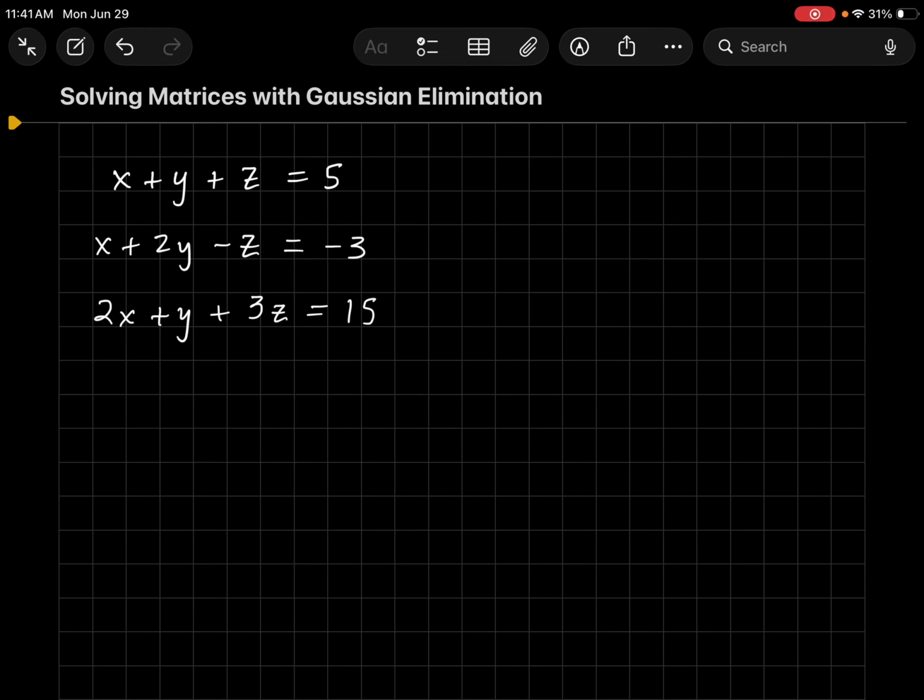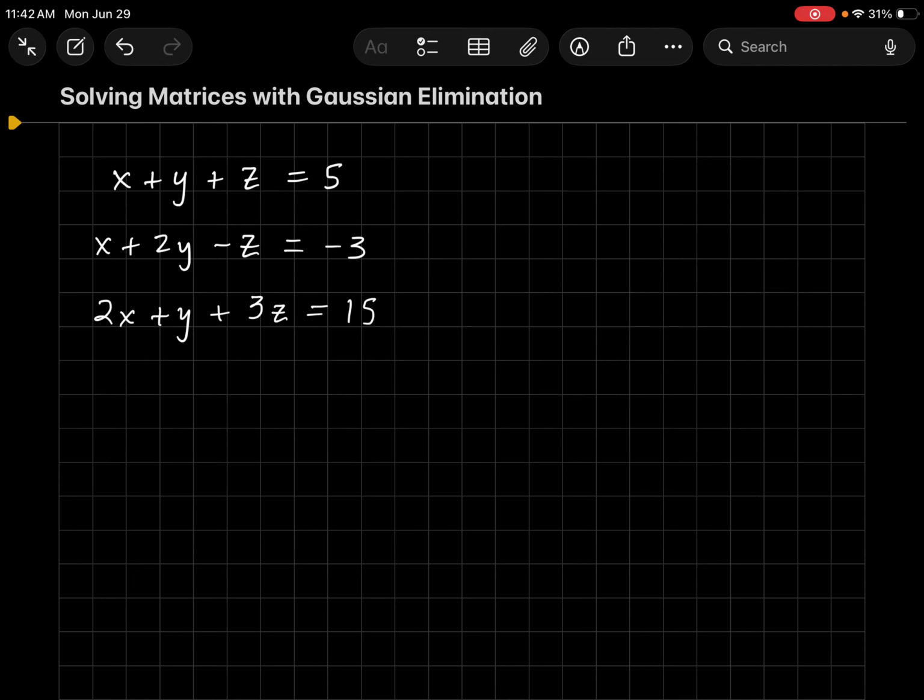Solving matrices or systems of equations with Gaussian elimination. Consider the system of equations x plus y plus z equals 5, x plus 2y minus z equals negative 3, and 2x plus y plus 3z equals 15. And we want to find x, y, and z.